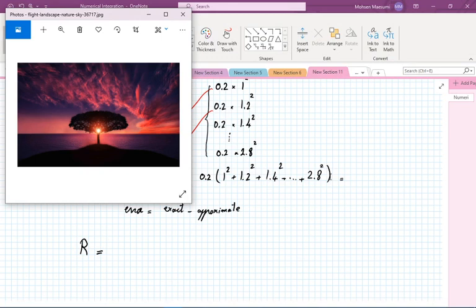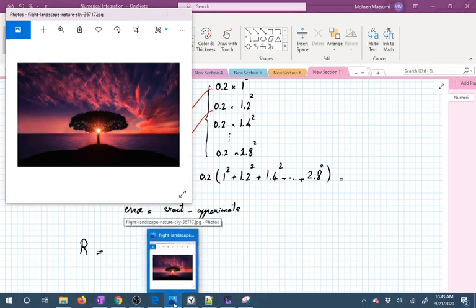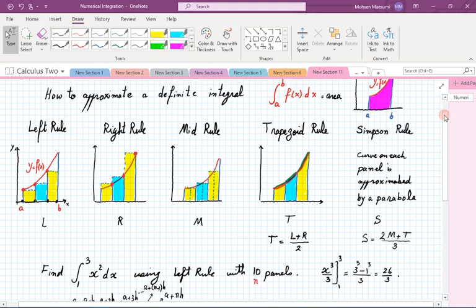The question now I have, again, you want to pause this thing and write a similar answer for the right rule. What is that going to be? So let's go to the picture to make sure. What's the difference between right and left?